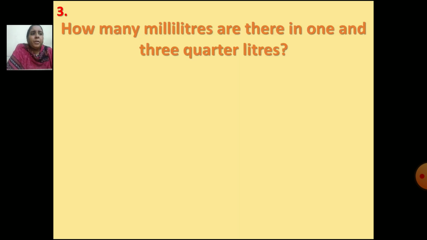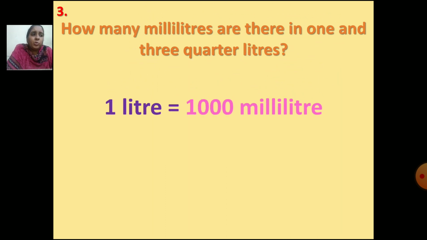Now we will do next question. How many milliliters are there in 1.75 liters? I repeat, how many milliliters are there in 1.75 liters? So what will be the first step? 1 liter is equal to 1000 milliliter.